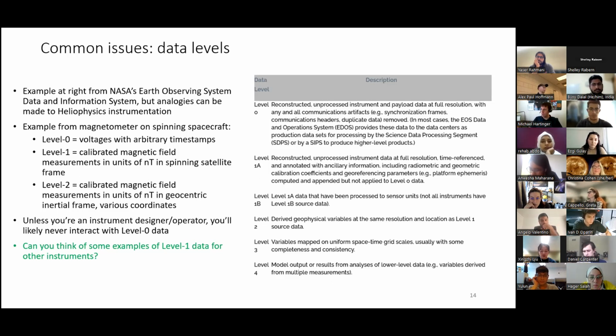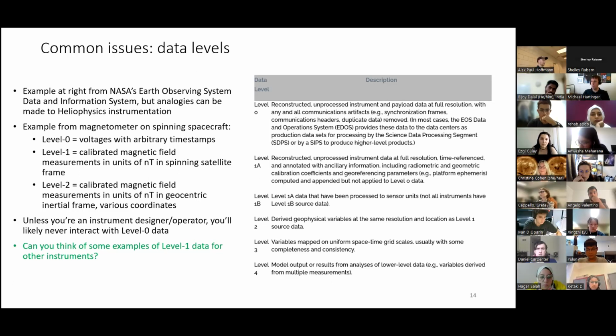Counts, yeah, that's a good one. You'll have it for particle detectors. You might have counts in some detector frame, like counts in this or that direction in the spacecraft frame, and then to go to level 2, you need to do some coordinate transform or figure out where the counts are coming from in pitch angle, for example. So bring in the magnetic field measurement and then get a pitch angle distribution. So that's a great example.